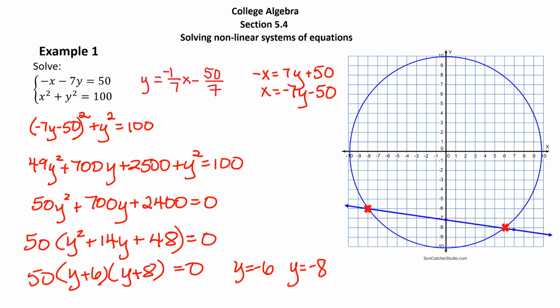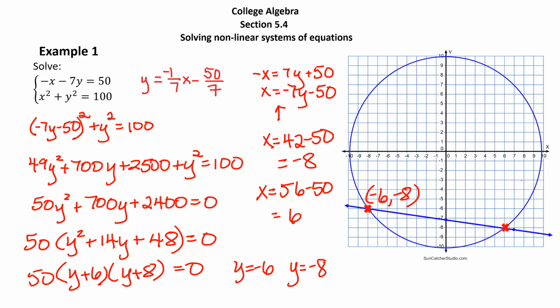And if I plug those into either equation, I'll plug the negative 6 into that equation right there, and I will have x is equal to 42 minus 50, which is negative 8. And so that would mean that this point right here is negative 6, negative 8. And then if I plug negative 8 in for y, I'll do the same equation again. x equals negative 8 times negative 7 is 56 minus 50, which is 6. And so this point over here is 6, negative 8. So those are the two solutions to this system of equations, and they can be represented with that graph right there.